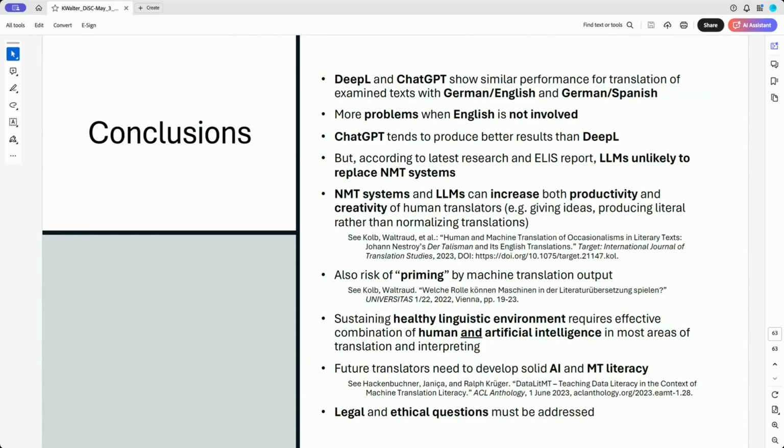And I don't want to end this talk without once more saying that there are definitely legal and ethical questions that must be addressed. Thank you very much.